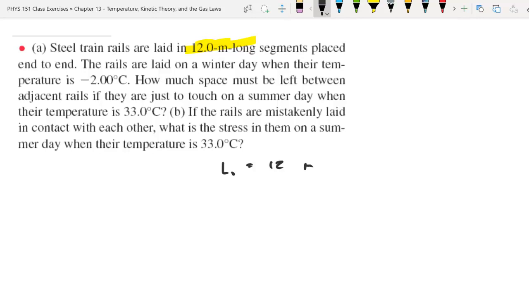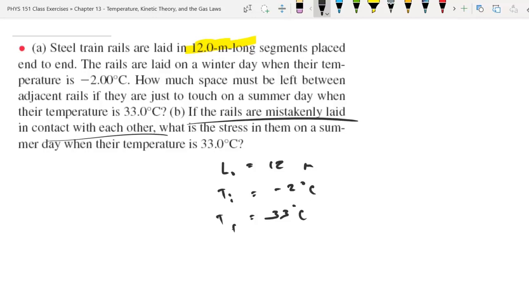They're laid on a winter day. Their temperature is -2 degrees Celsius. So this would be our initial temperature, -2 degrees Celsius. We need to know how much space has to be left between them if they're to just touch on a summer day when the temperature is 33 degrees Celsius. So our final temperature here is 33 degrees Celsius. And that's part A. And then part B is if they're mistakenly laid in contact with each other, what's the stress when it's 33 degrees Celsius?